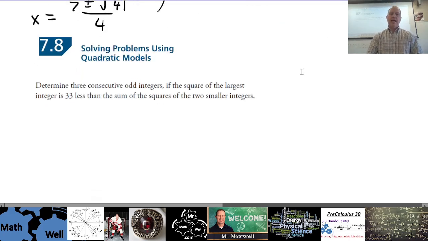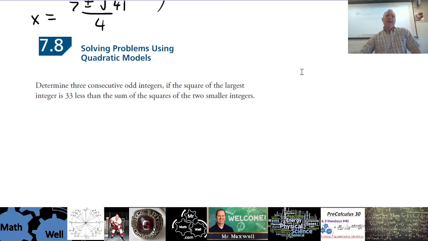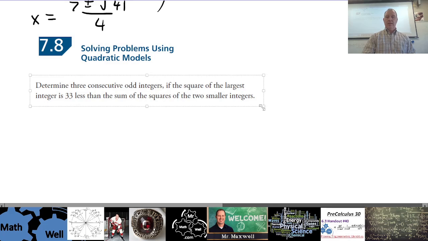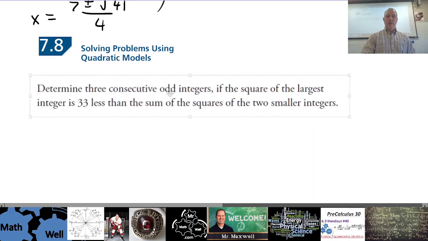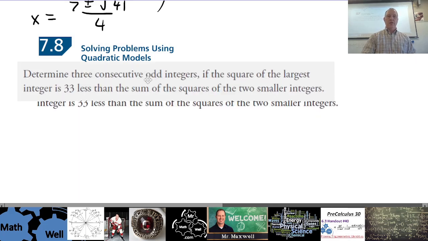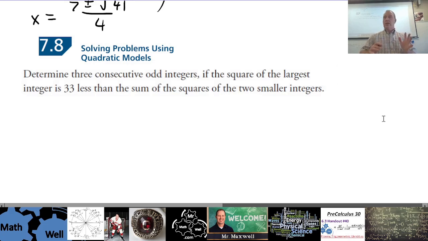Let's move on to 7.8. I'm going to do a couple examples here. Okay, so 7.8, now we're going to be using the quadratic formula here, but we're going to be talking about word problems that are quadratic in nature too, okay? So this is what 7.8 is, and this is what the questions are going to be like. Okay, let's read this carefully now.